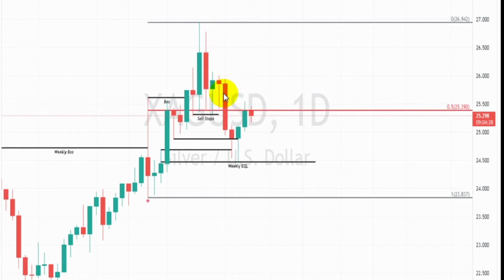Now price dropped down, and what is below the equilibrium? This is a fair value gap right here, and as you can see, the bodies of the candles respected the fair value gap and stayed on top of it. Now this is that weekly equilibrium level we bounced off from.